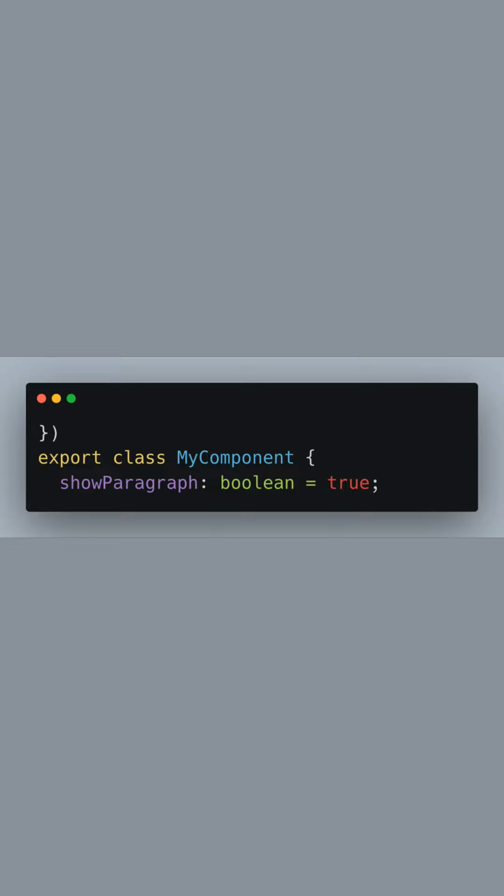We've closed the component decorator and are defining the myComponent class. It has a property showParagraph initialized to true. When true, our paragraph will be visible in the DOM.